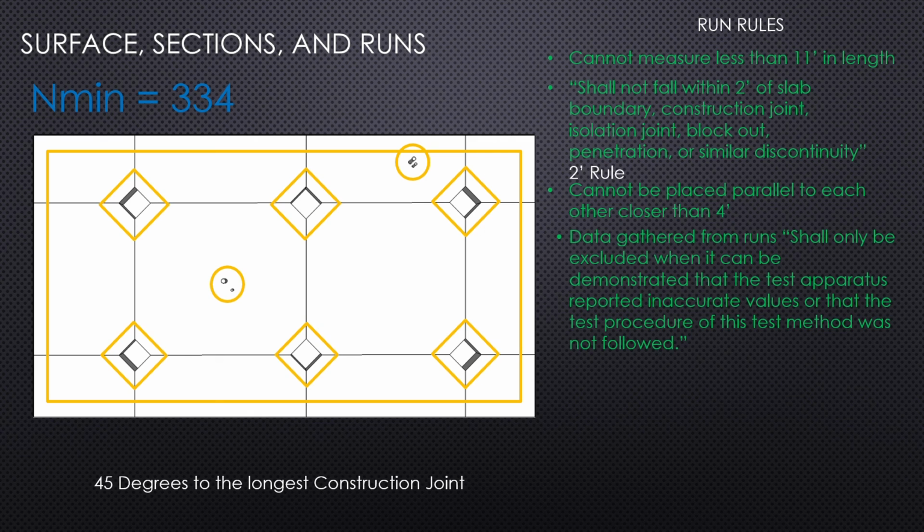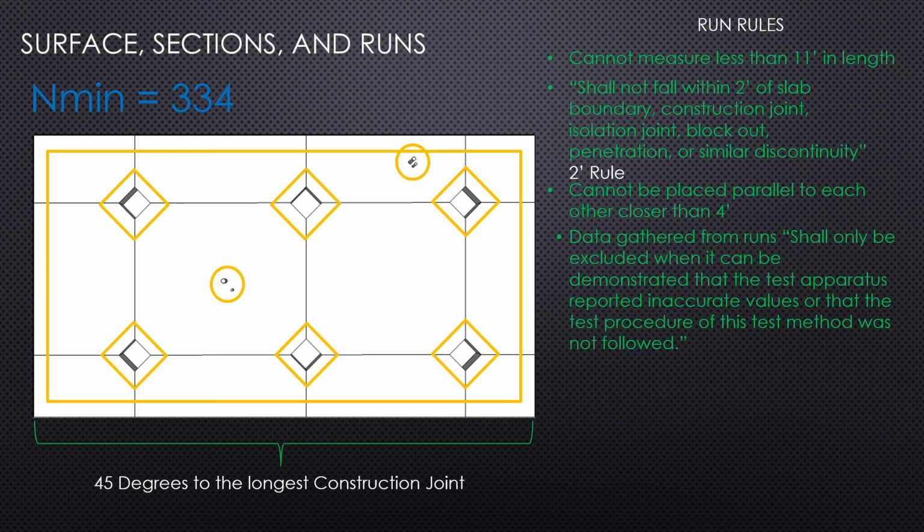For step 1, you will find the longest test boundary to your section, and you will place your runs 45 degrees to that boundary. Unless the section is an exact square, you cannot do corner-to-corner diagonals. The measurement line should truly be 45 degrees to the longest boundary.